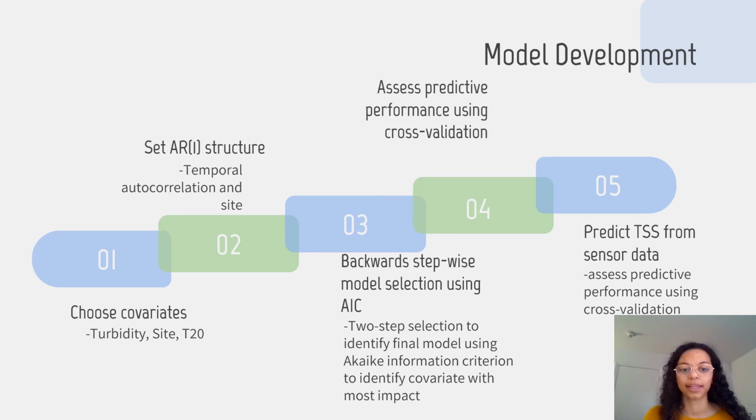From there, we set the temporal autocorrelation in place using the autoregressive structure, and then a backward stepwise model selection will be used using the Akaike information criterion, and that's to identify the covariate that has the most impact on the data. After that, we will assess the predictive performance of the models using cross-validation, and then the models can be used to predict TSS using the data collected from the in situ sensors.